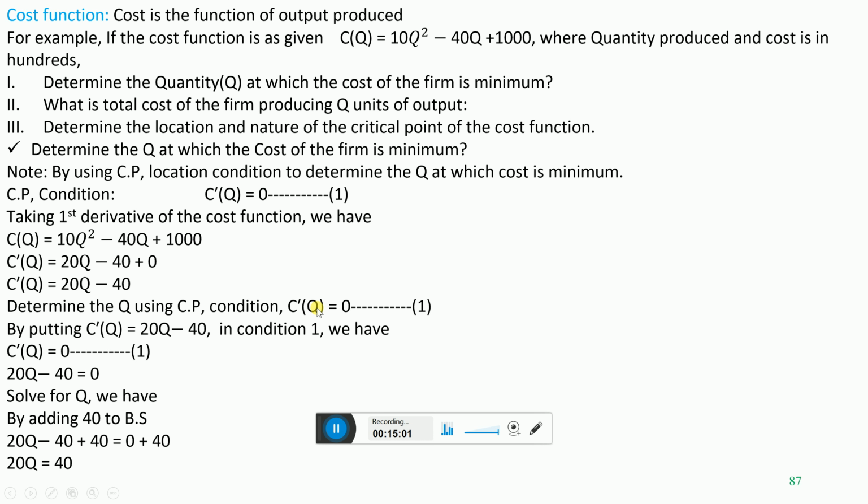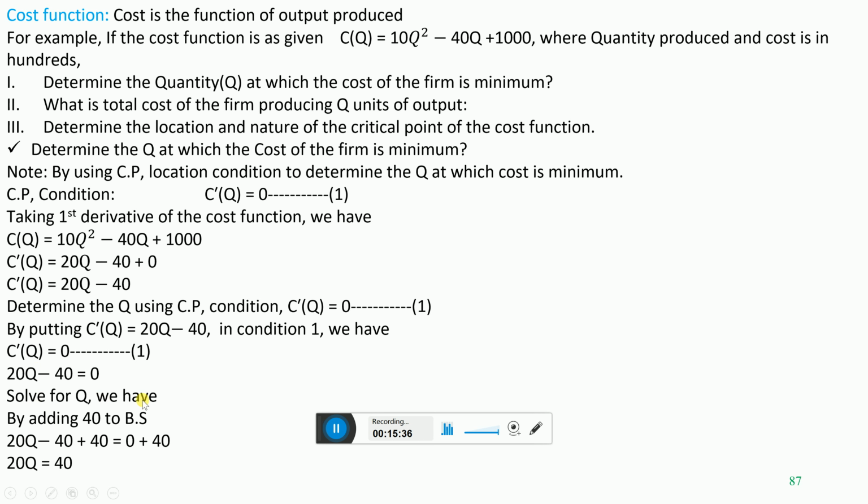How can we determine Q? By putting in for C prime of Q its value from the first derivative of the function. C prime of Q is equal to 20Q minus 40. We will replace C prime of Q, which is 20Q minus 40, in condition 1. So putting C prime of Q equals 20Q minus 40 in condition 1, we have C prime of Q is equal to 0. This is the critical point location condition. 20Q minus 40 is equal to 0.